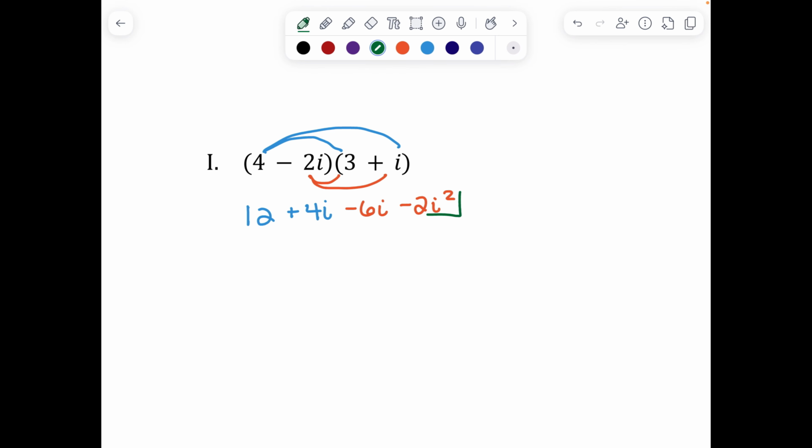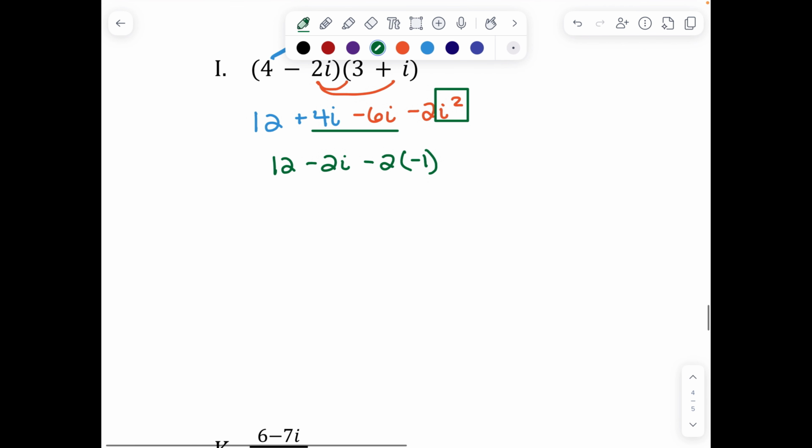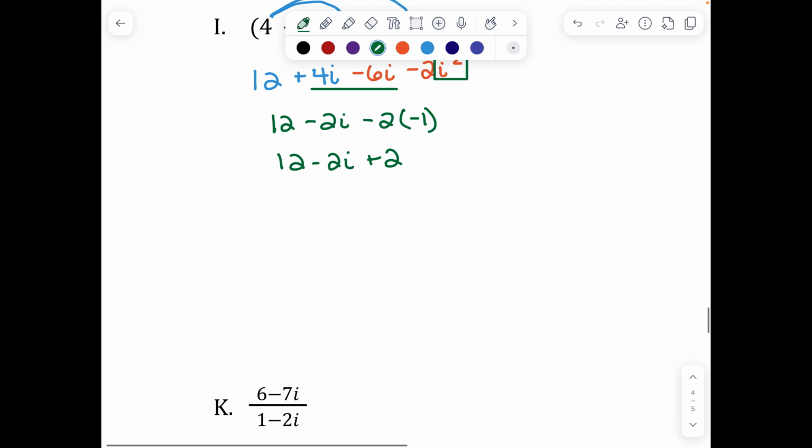We need to remember that i squared is just equal to negative 1. So when I simplify this a little bit, I get 12 minus 2i when I combine these like terms, minus 2 times negative 1. 12 minus 2i stays. Negative 2 times negative 1 gives me positive 2. Now all I'll do is combine my like terms, so I get 14 minus 2i. So remember, like terms means we're adding the real parts, adding the imaginary parts together.